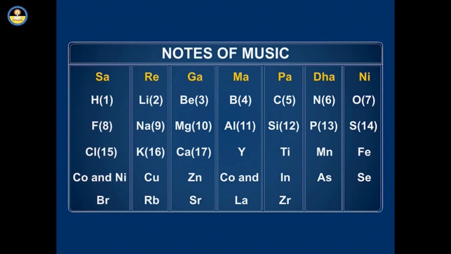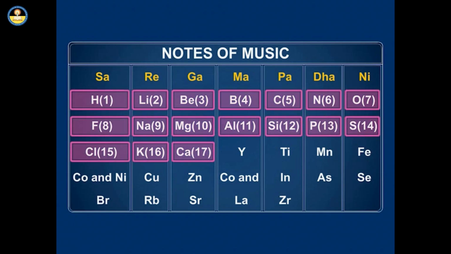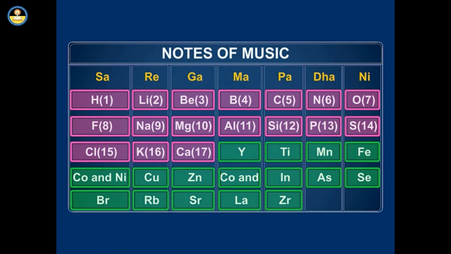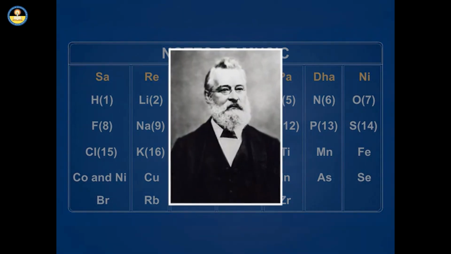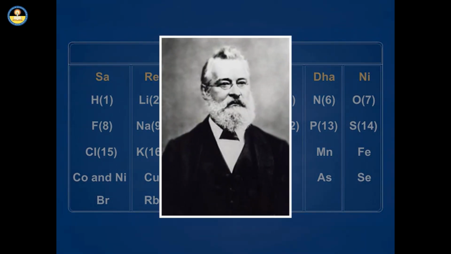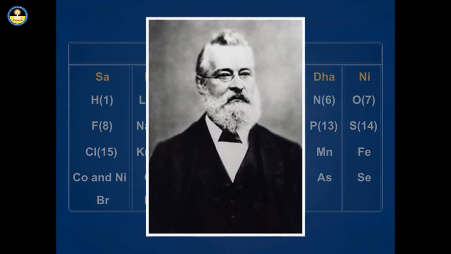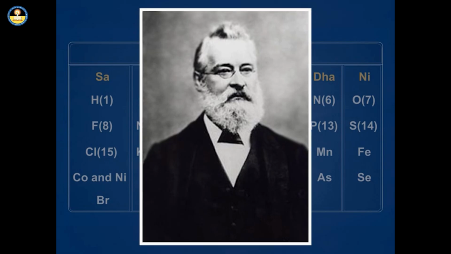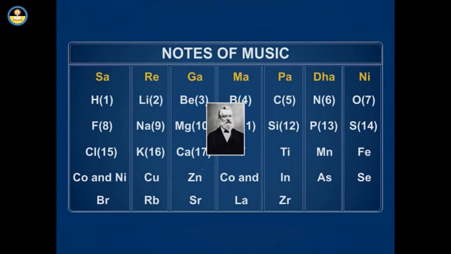Newlands checked the properties of the groups so formed and found that his law was applicable up to calcium, but it failed for the subsequent elements. However, John Newlands was the first chemist to show the existence of a periodic pattern for the properties of elements.